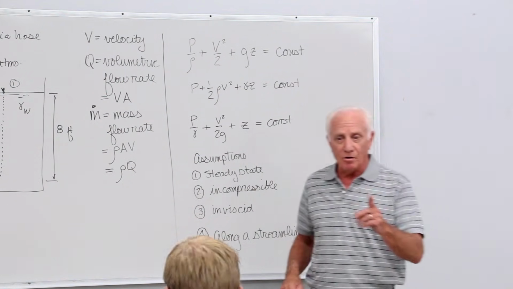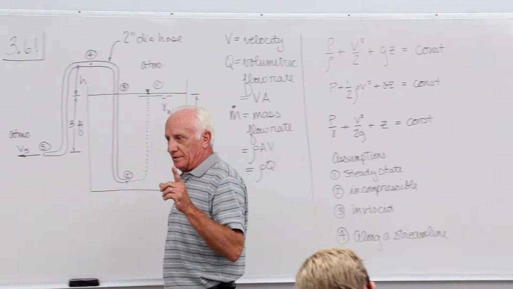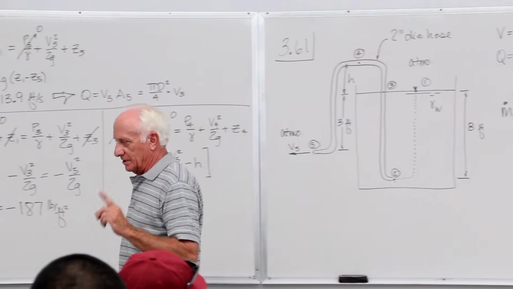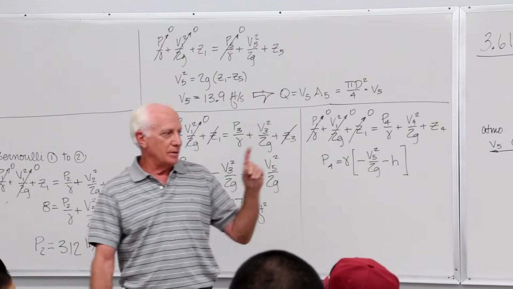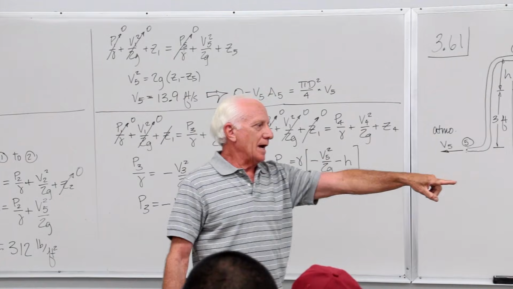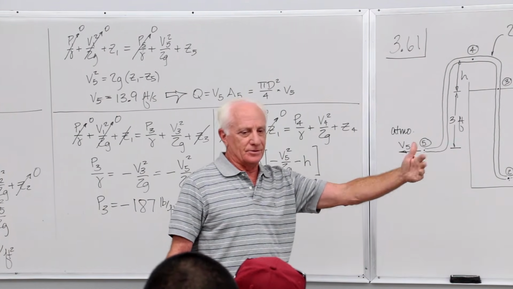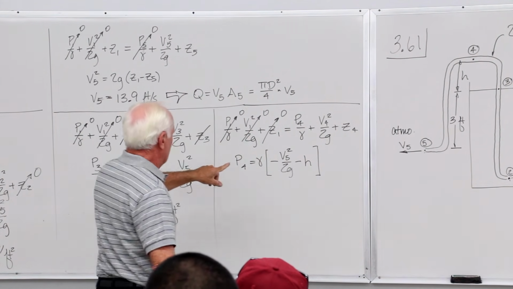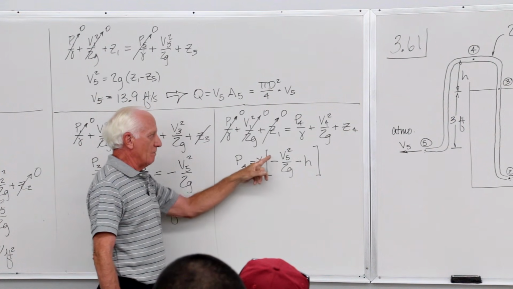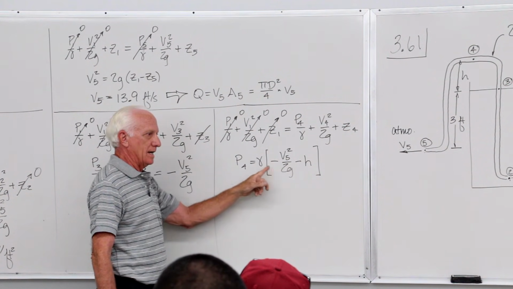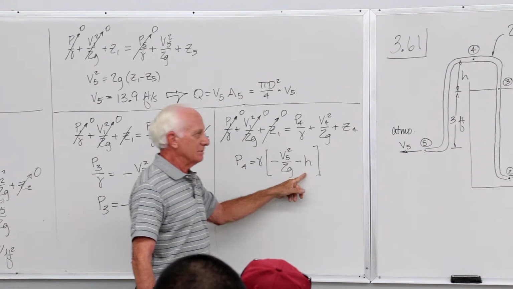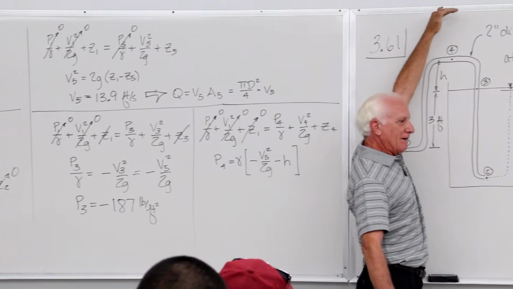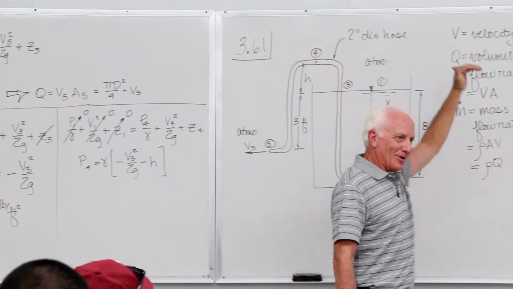So if I want to know the height at which the siphon won't work anymore, I go to the inside front cover. I get the vapor pressure of water at a certain temperature. I put that pressure in here. I know V5. I know gamma. I know G. Find H. Up here somewhere, high enough up here, the siphon won't work anymore.